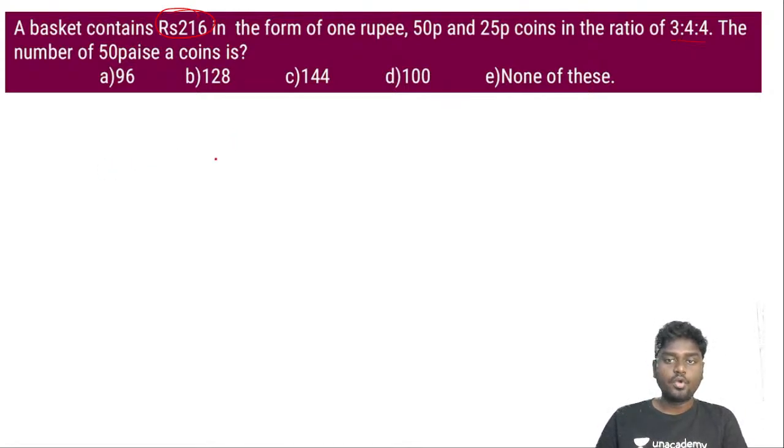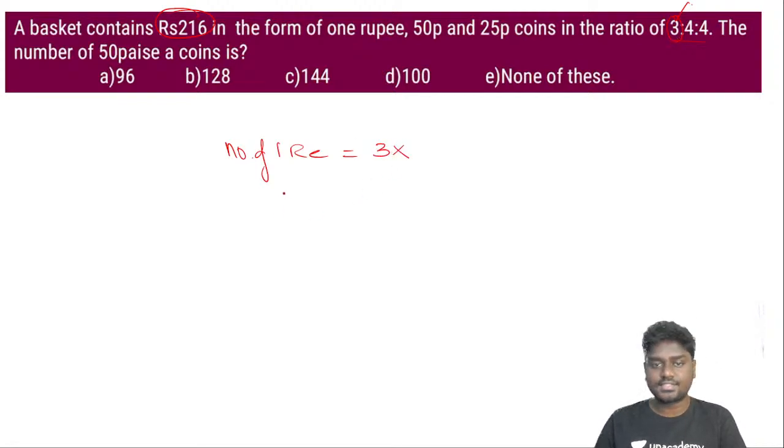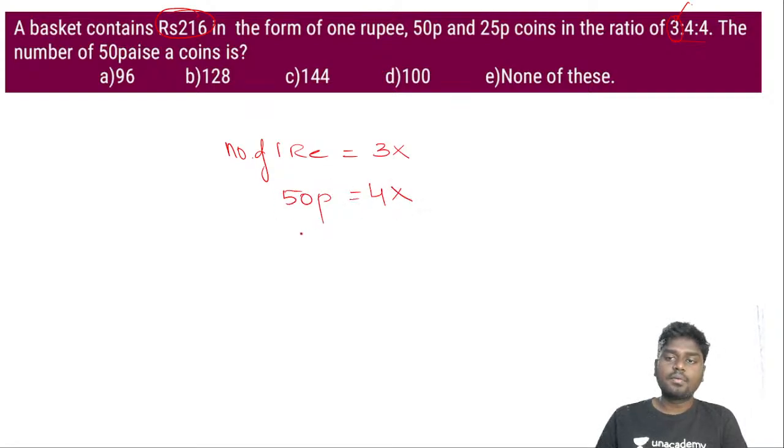Listen carefully. What I simply do now, let me take the number of 1 rupee coins. It is given in the ratio 3, so definitely it's going to be a multiple of 3. I'll take it as 3x. And the number of 50 paise coins, let me take it as 4x, and the number of 25 paise coins, I'll take it as 4x again.